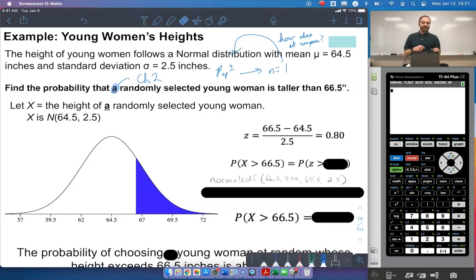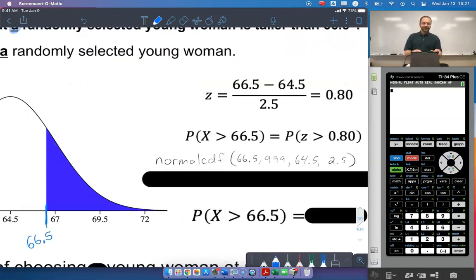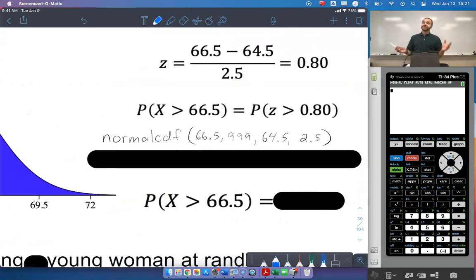So I have here that the probability that x is greater than 66.5 is equal to the probability that your z-score is greater than 0.80. The reason why I like to label the 64.5, the 67, and so on is I can see my z-score matches the location. And you really should also write down what that lower bound represents. It represents 66.5.